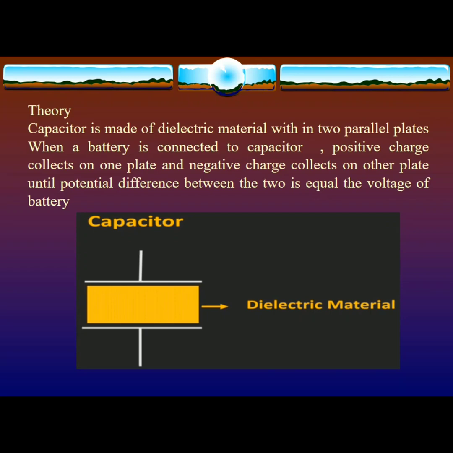A capacitor is made of dielectric material within two parallel plates. When a battery is connected to the capacitor, positive charge collects on one plate and negative charge collects on the other plate until the potential difference between the two is equal to the voltage of the battery.